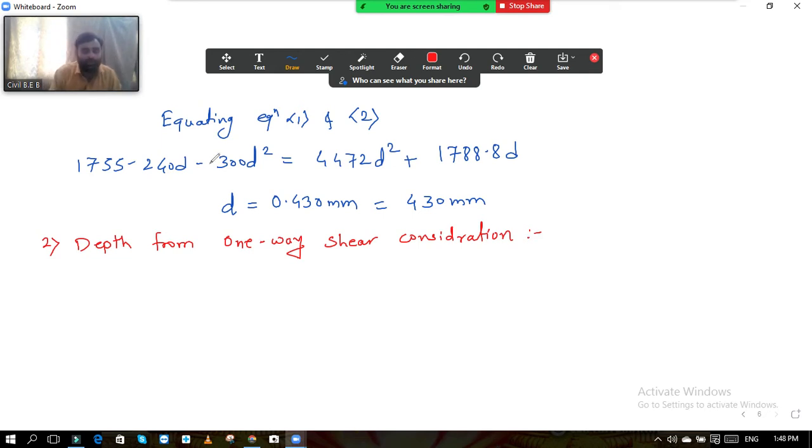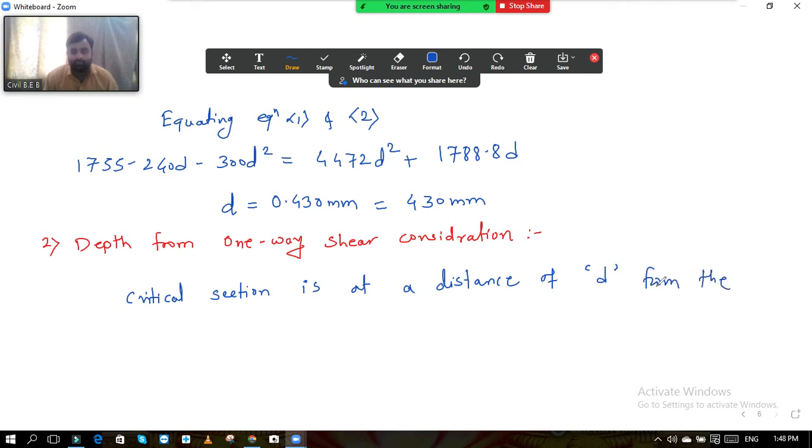Okay, so similarly now for your understanding, I will draw the diagram. First I will write over here what I am going to write. The critical section is at a distance of d, that is your small d, the effective depth d, from the face of the column.